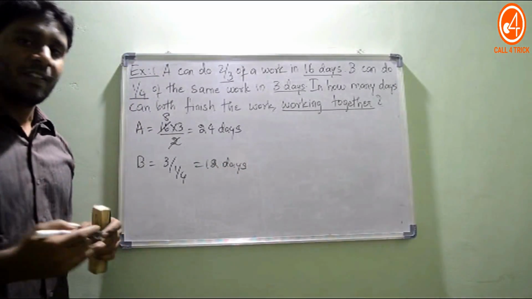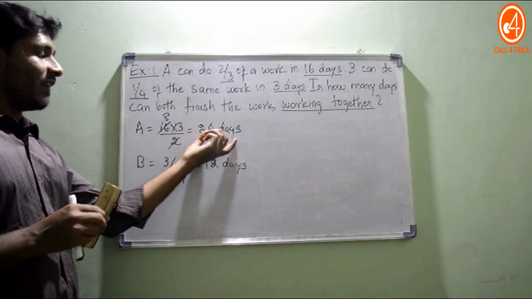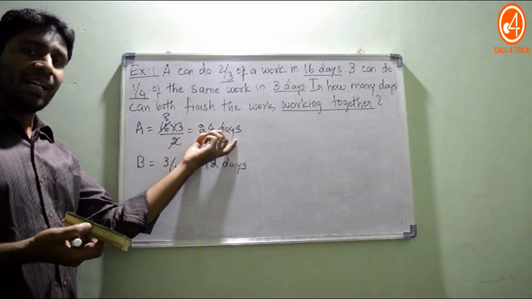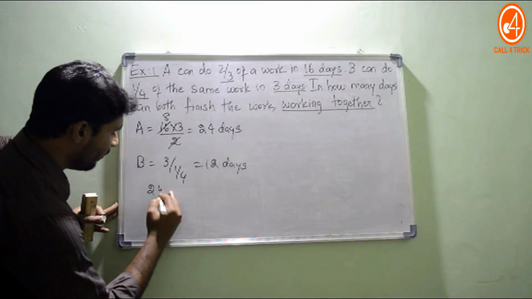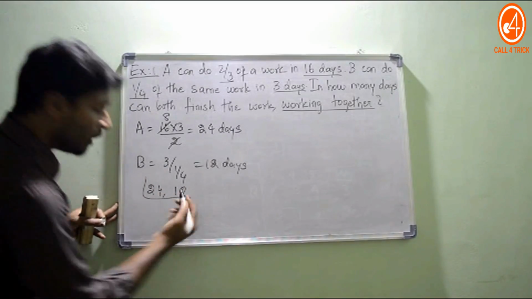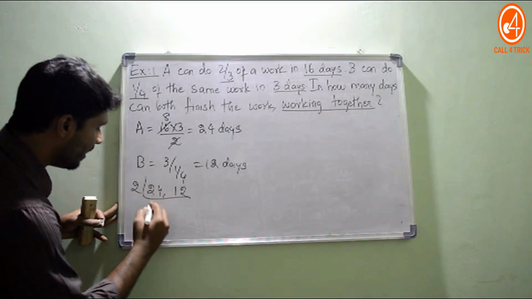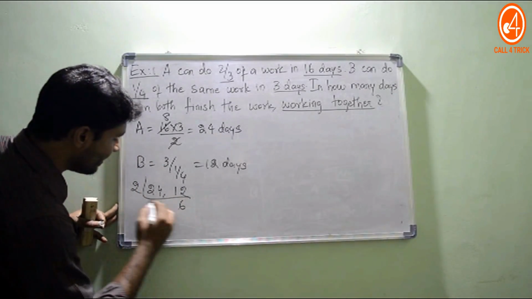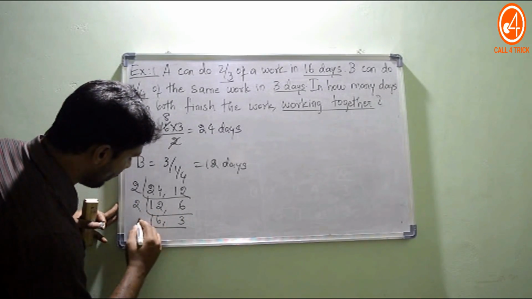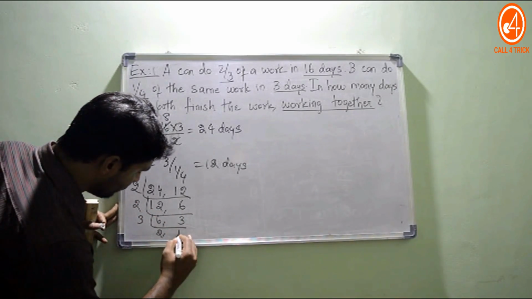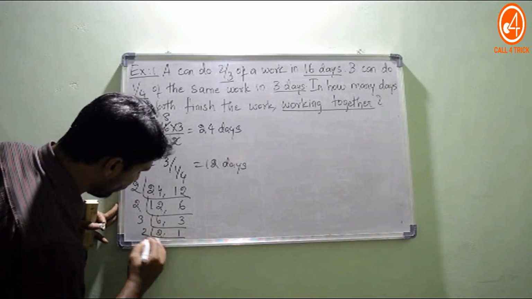And now, after finding the numbers in terms of normal numbers, I can find the LCM. So what's the LCM of 24 and 12? Can you take 2 as common? 12 and 6. Again take 2 as common. Again 3, take 3 as common. That's it. Again I can take 2. It becomes 1 and 1.